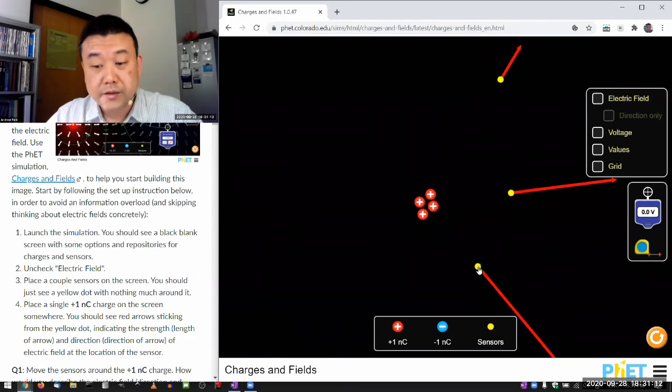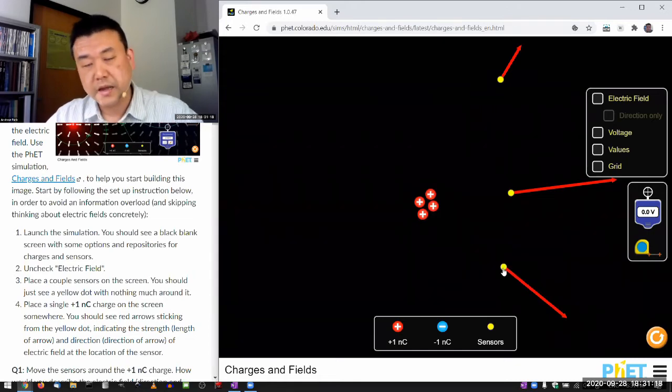These sensors are sometimes what we call a test charge. It can be thought of as a very small amount of electric charge, positive electric charge, that would be pushed in the direction of the electric field.